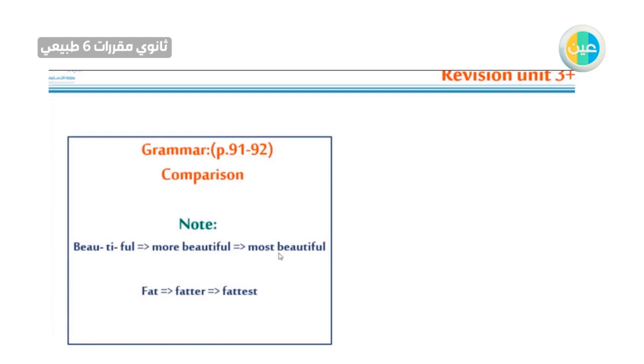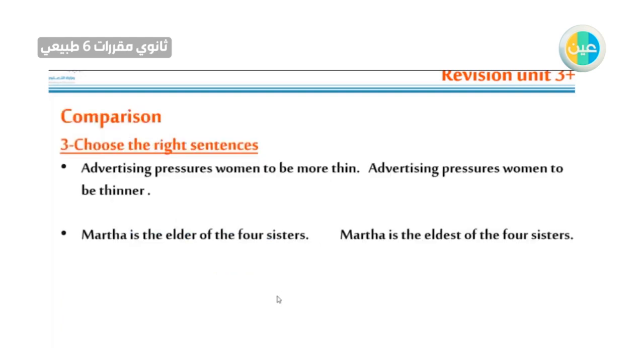What if it is superlative? You are comparing more than two. You will say the most beautiful. The most beautiful. Look at fat. Fat, one syllable. So it will be fatter or fattest. Fatter than or the fattest. Clear? Okay, good job. Let's do some exercises.